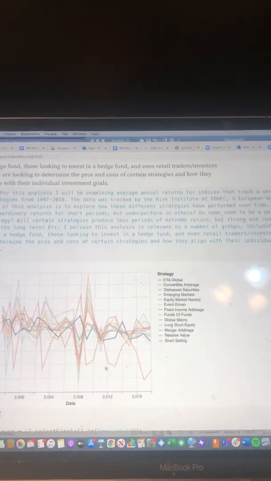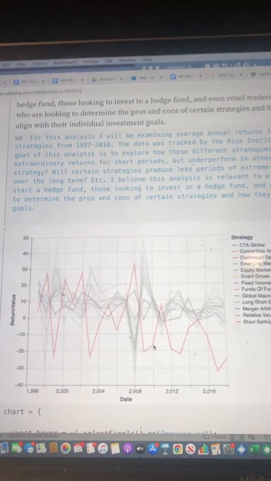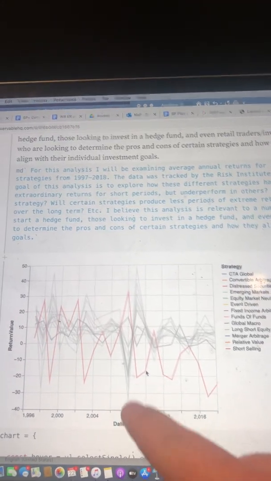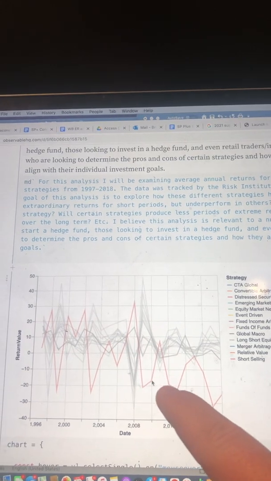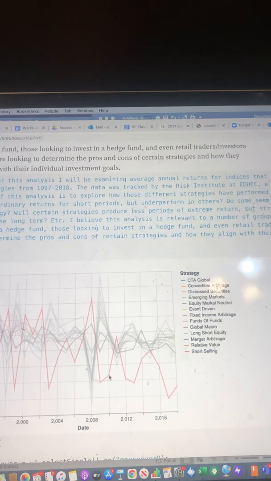Now looking at our visualization here, this red line represents short selling. As you can see, during the 2008 or so period, it had huge returns, but since then it's actually been one of the worst performing strategies as the bull market has continued. So that's our first insight.